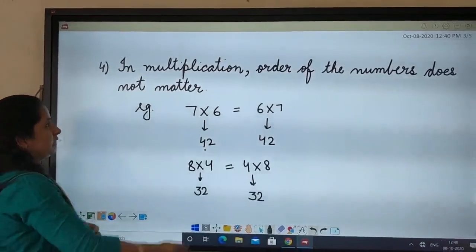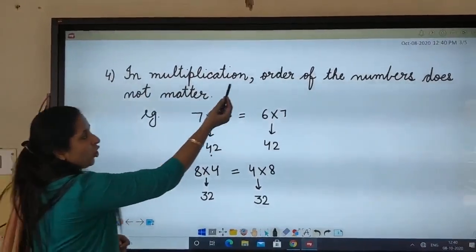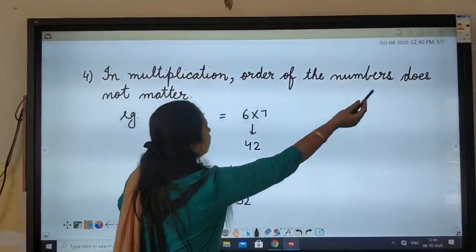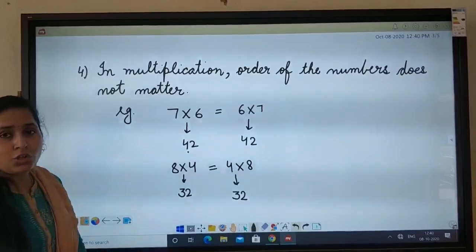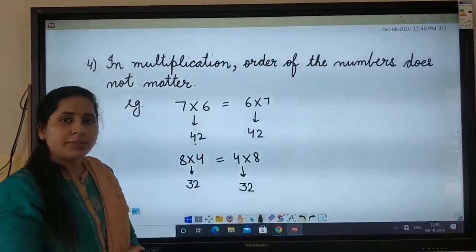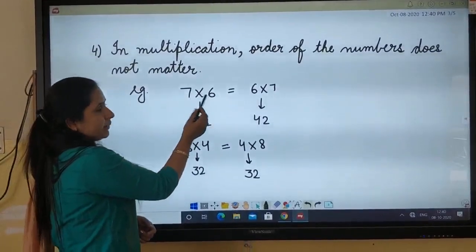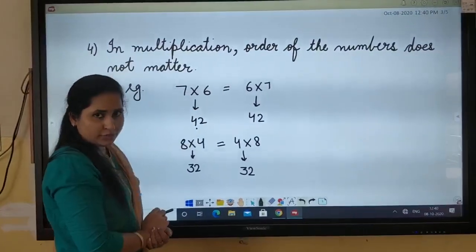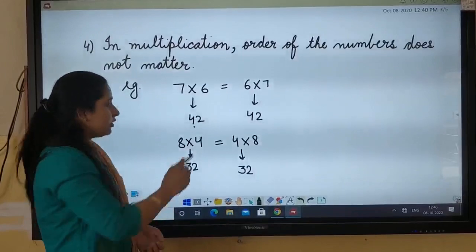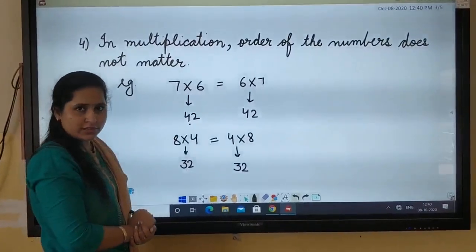The last property is that in multiplication, the order of the numbers doesn't matter. The order of writing numbers doesn't matter. How? Now let us look at this. 7 multiplied by 6. So we know the table of 7. 7 sixes are 42. 42 is the answer.